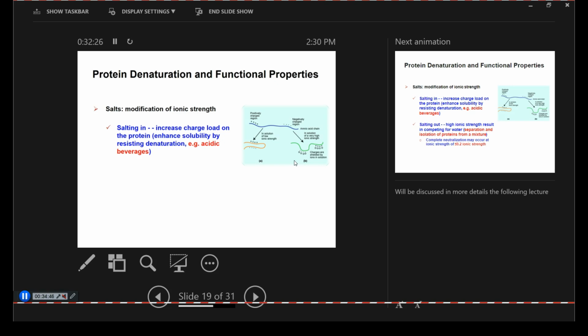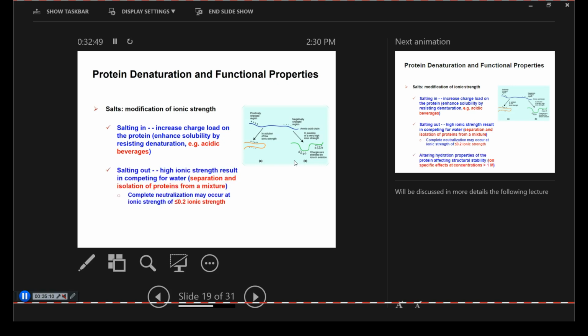So with a little bit of salt, what happens is you are increasing the charge load on the protein. So salt is interacting with the protein on the surface via charge interaction or electrostatic interaction that actually can drive water to interact on the surface of the protein, enhancing solubilization.